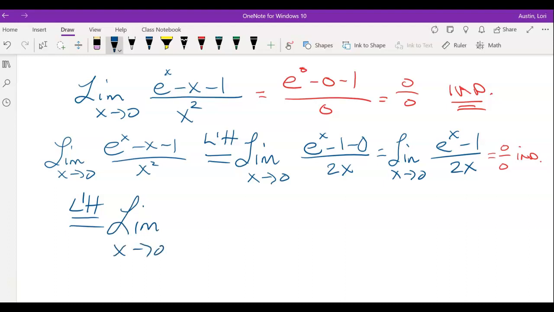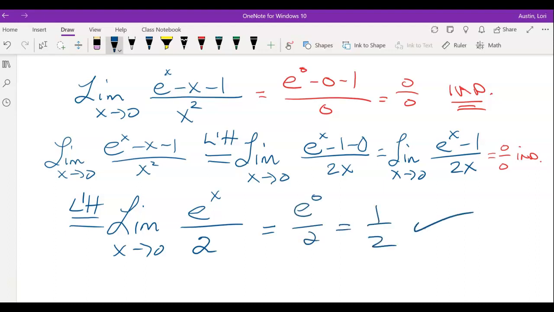All right, I have e to the x minus 1. What's the derivative of e to the x minus 1? E to the x minus nothing, right? So it's just e to the x. What's the derivative of 2x? Now try plugging it in, and what are we going to get? We get e to the 0 over 2, which is 1/2, and we're done. Okay? So that is L'Hopital's. It's a great tool to have for solving limits.